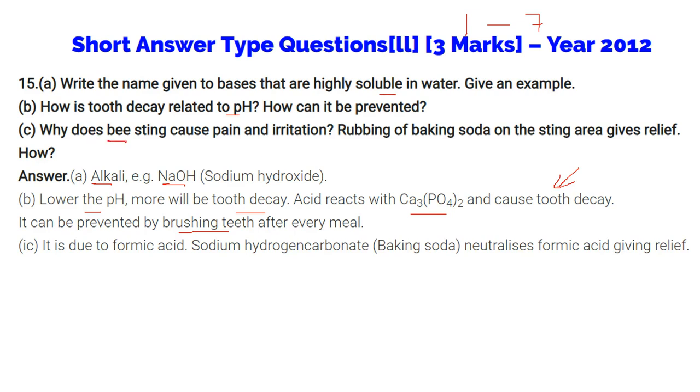How does a bee sting cause pain and irritation? Rubbing baking soda on the sting area gives relief. How? When a bee stings, that means a bee bites, it forms formic acid in our skin. So we have baking soda, which is sodium hydrogen carbonate. It will neutralize the formic acid, which gives us relief.